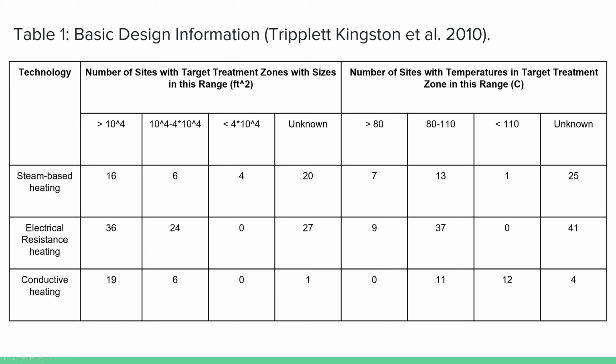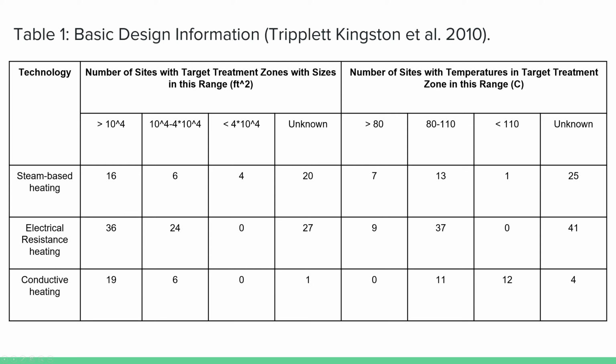On the right-hand side of this data table, operating conditions based upon temperature ranges were tested. Of the 95 applications for which temperature data was available, 63 were operated at temperatures in the range of 80 degrees Celsius to 110 degrees Celsius in the target treatment zone. With respect to technology, most, meaning 37 of the 46, or 80% of the electrical resistance heating applications were operated within that 80 to 110 degrees Celsius range.